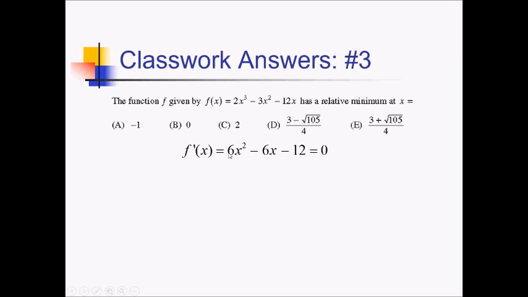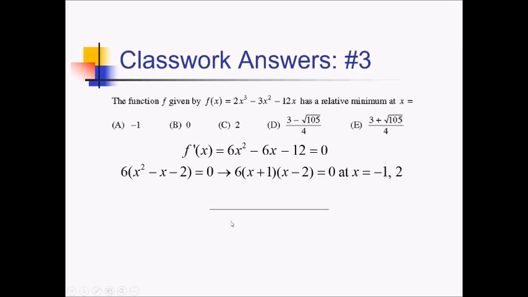I can factor out a 6 from all this. That'll be x squared minus x minus 2. And that's pretty easy to factor. Things that multiply to negative 2 and add up to negative 1, that would be positive 1 and negative 2. So we see then that f prime equals 0 at x equals negative 1 and positive 2. And that's something we can put on a sign chart and do a little analysis. So here's my f prime sign chart. We've got negative 1, positive 2 for those values.